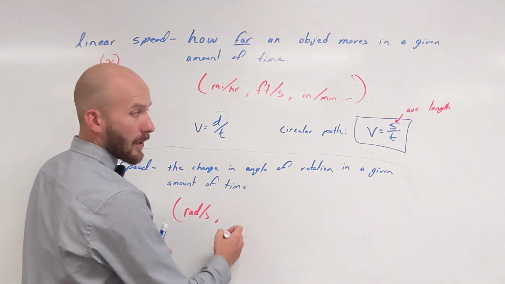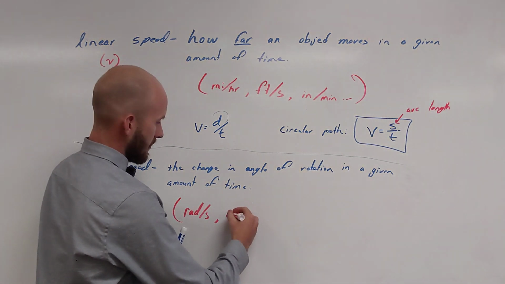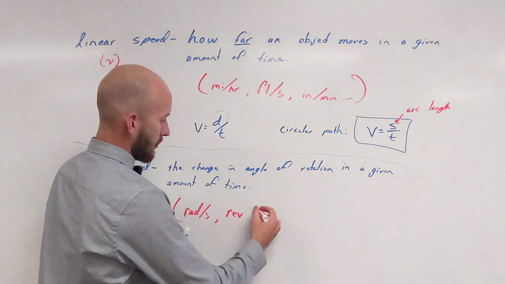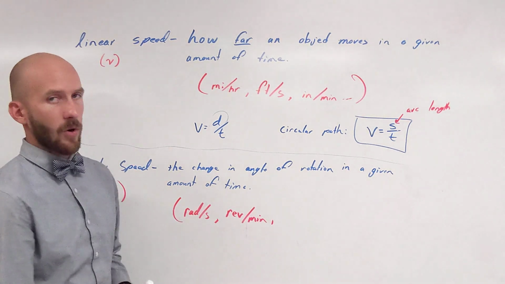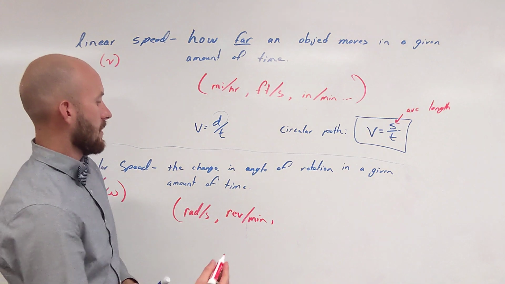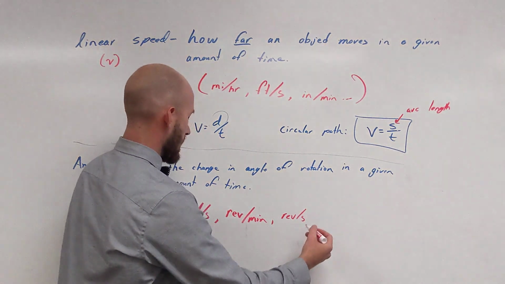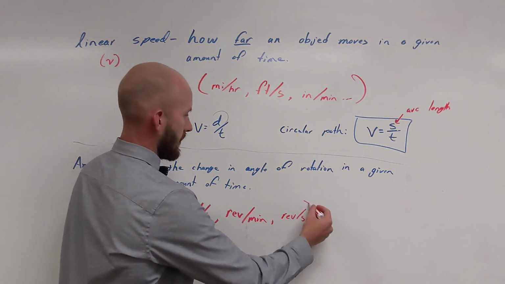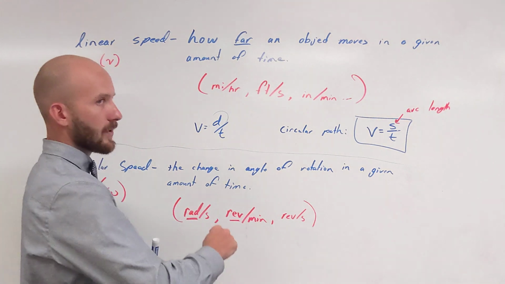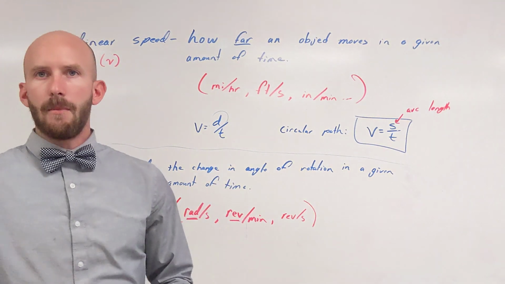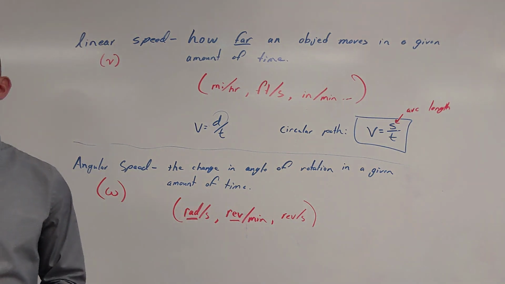or a pretty common one that we use here in the US with the good old imperial system, revolutions per minute. That would be like RPMs on your tach. Or you could have revolutions per second, radians per minute, any kind of different combination. But typically your angle is going to be in radians or revolutions, and then divided by a time interval in minutes or seconds. Although you could certainly use hours or any other time unit.